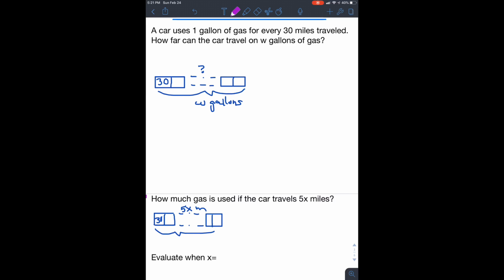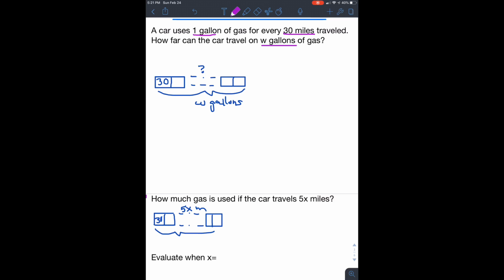This is 7.5, Part 2. We're looking at real-world problems. This problem says a car uses 1 gallon of gas for every 30 miles traveled. How far can the car travel on W gallons of gas? So we need to think about what this means.